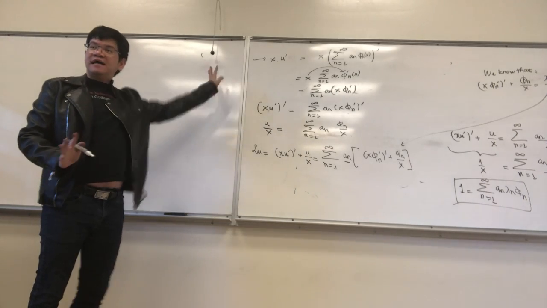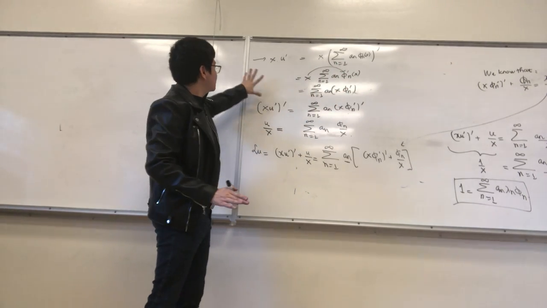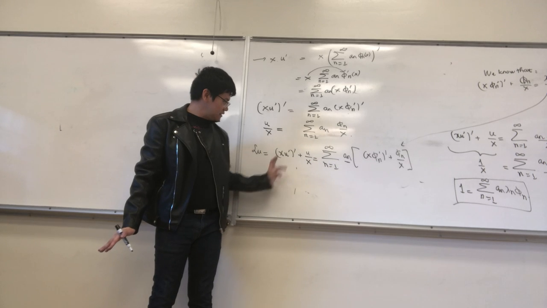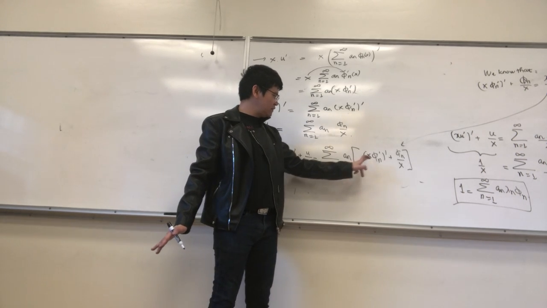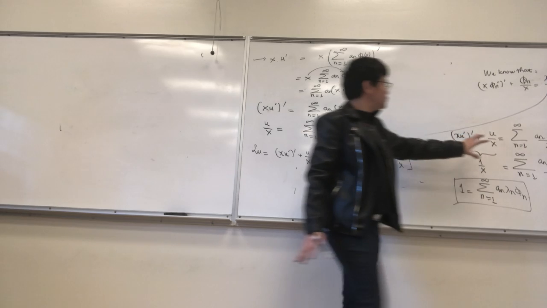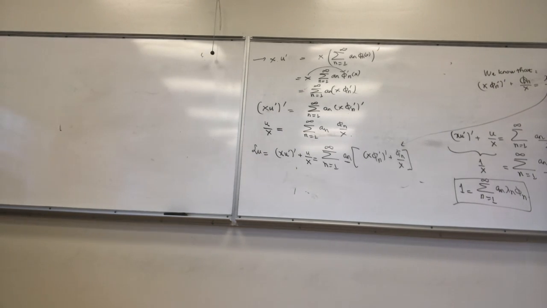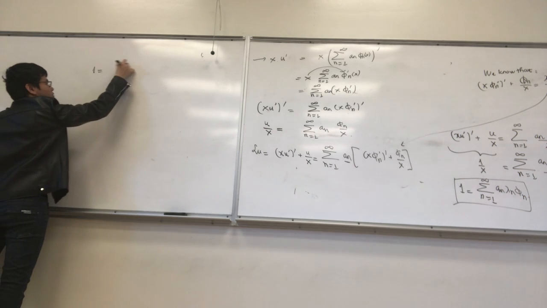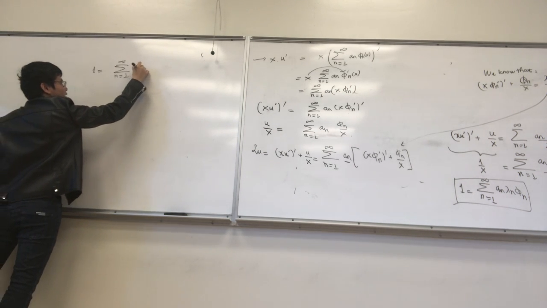Right, so I expand again. First, I expand u in terms of the basis. Then, I do x u' plus u over x. This is basic computation. What I see is that this is going to be the sum when n is going from 1 to infinity of a_n times x phi_n' plus phi_n of x. But we know that this is the solution of the Sturm-Liouville eigenvalue problem, so I can replace all of this mess by something simpler. This is lambda_n phi_n of x. I replace this here, but I know that you solve the equation, so this should be 1 over x, right? So this guy is equal to this guy. What I do is I multiply both sides by x. I'm going to get 1 is the sum when n is going from 1 to infinity of a_n lambda_n phi_n, right? So I rewrite this equation here.